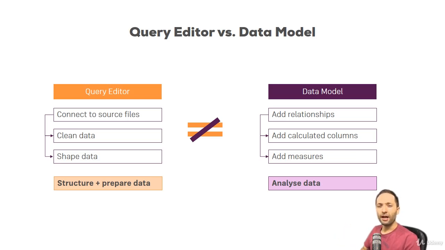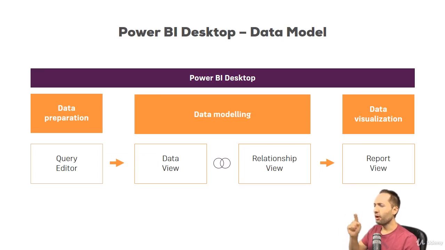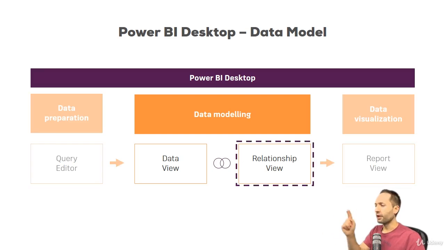Now that we know that, I think it's time to dive deeper into the data model. To do that, we have to go back to our workflow right here and now think about the data modeling section. And as you can see, we have two views. We have the data view and the relationship view. Both views are connected, as you can see by that symbol in the middle. However, I think it makes sense if we start with the relationship view first. Now, what that is and why we need it for our data, let's find that out in the next video.